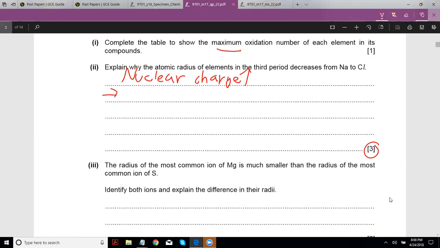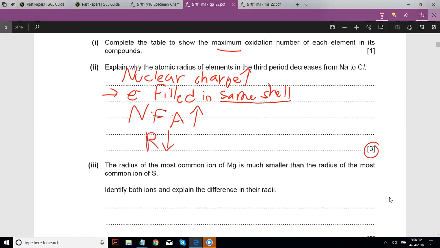However, something you need to clarify and emphasize here is that electrons are filled in the same shell. इसकी significance ये है, by saying same shell, it means the shielding effect is unchanged. So जब shells different होते हैं तो फिर shielding effect आता है. So nuclear charge बढ़ रहा है, electrons are filled in the same shell. So the force of attraction between the nucleus and the electrons increases. Because of that, your radius decreases.